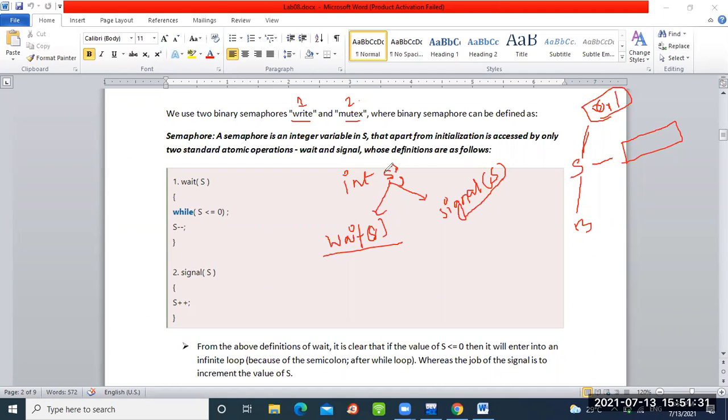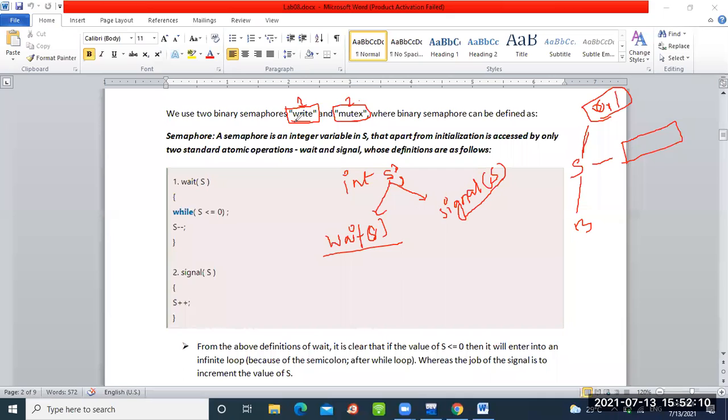Okay, fine. First of all, remember the reader-writer problem is a synchronization problem. If it is a synchronization problem, I have to use an inter-process communication technique. One of the inter-process communication techniques is called semaphore. So we will use semaphore to solve this reader-writer problem, for the four different cases we discussed. I will use two semaphores: the first is write, the second is mutex, and both are binary semaphores.